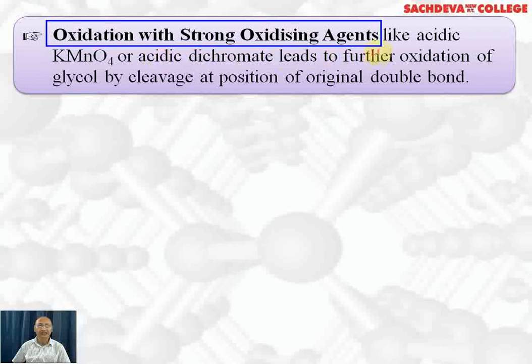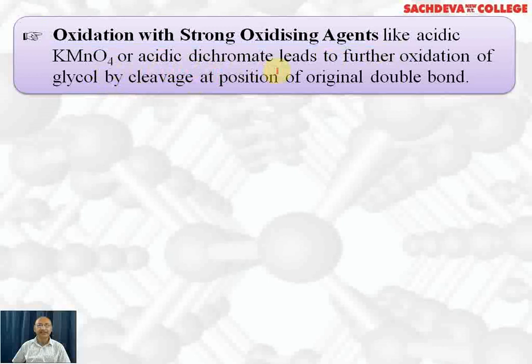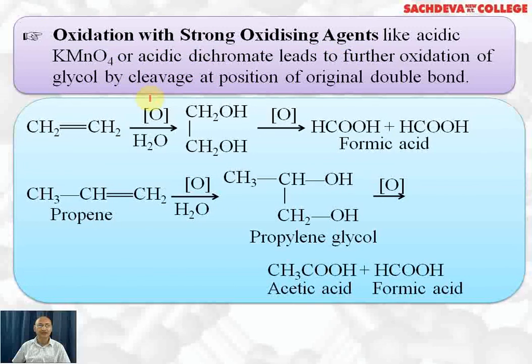Oxidation with strong oxidizing agent like acidified KMnO4 or acidified dichromate leads to the further oxidation of glycol by cleavage at the position of original double bond and results in the formation of carboxylic acid. Ethylene reacts with oxygen and nascent oxygen and water, which is obtained from acidified KMnO4, gives glycol. Glycol is further oxidized to formic acid, 2 moles of formic acid, because glycol is symmetrical. CH2OH will change to formic acid. This CH2OH will also change to formic acid, so we get 2 moles of formic acid.